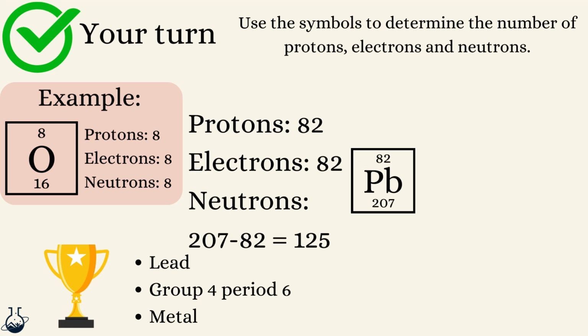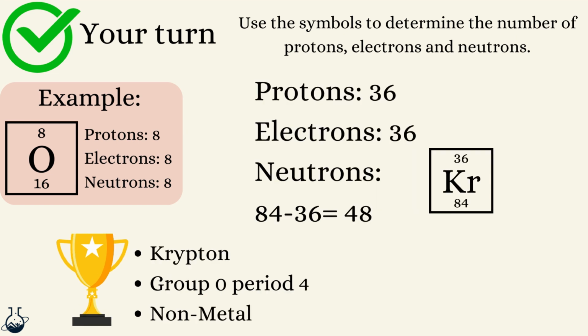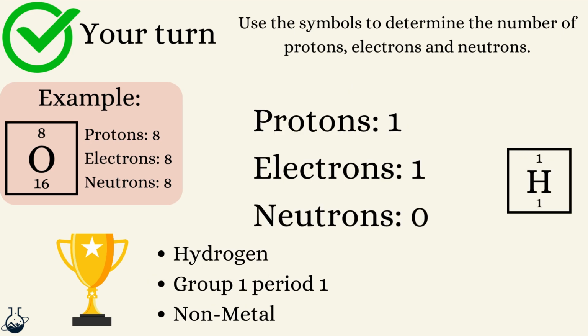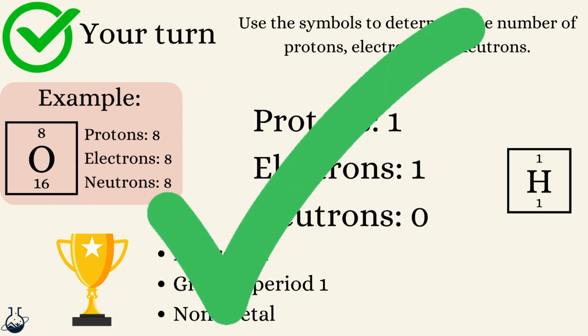Pb is lead. It's a heavier atom, as you can see, with many more protons, electrons, and neutrons. And here's the answers for krypton. And last but not least, the smallest atom we know, but is a bit strange, with 0 neutrons, hydrogen. Well done, guys. Excellent stuff.